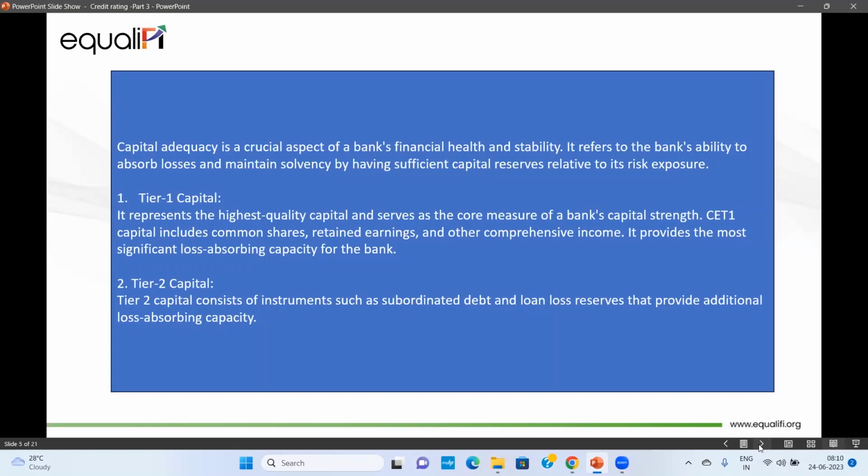So Tier 1 capital represents the highest quality of capital and serves as the core measure of the bank's capital strength. CET1 capital includes common shares, retained earnings, and other comprehensive earnings. It provides the most significant loss absorbing capacity of the bank. And Tier 2 capital consists of instruments such as subordinated debt and loan loss reserves that provide additional loss absorbing capacity.